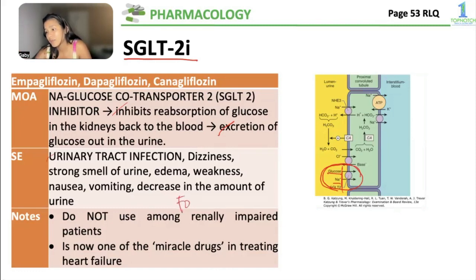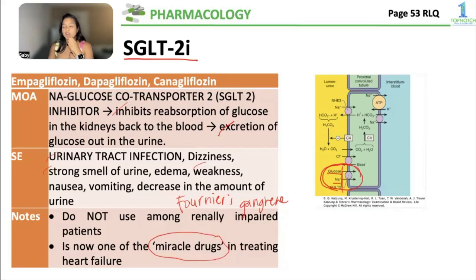and especially in diabetics, it can increase the risk of what we call your Fournier's gangrene. Kung gusto niyo ng pampagising, you can Google what Fournier's gangrene looks like, but it is essentially necrosis and gangrene of your perineal and genital area. It can also cause weakness, some strong smell of urine, nausea, and vomiting. But I guess what I really want to emphasize about SGLT2Is is it is now touted as one of the miracle drugs in treating heart failure.